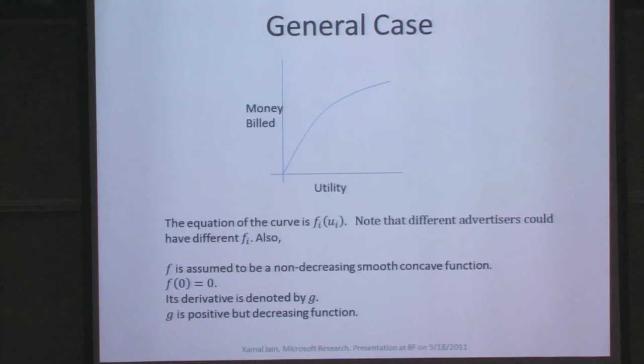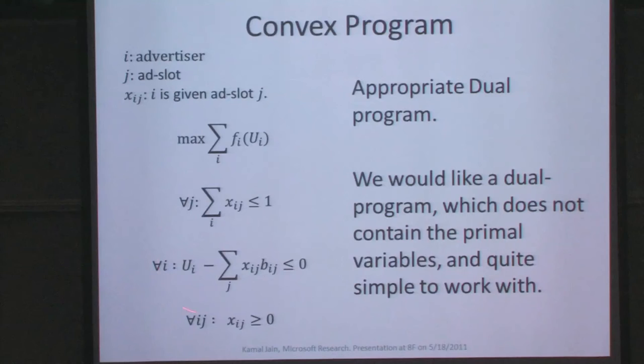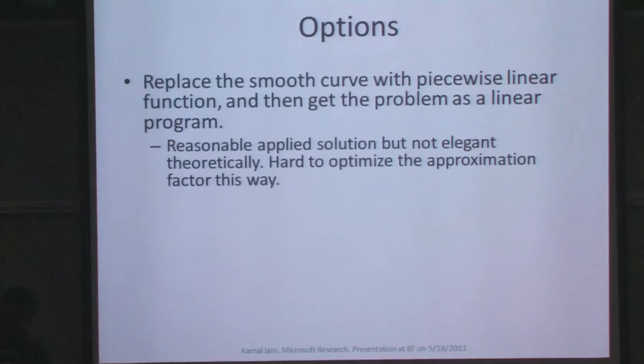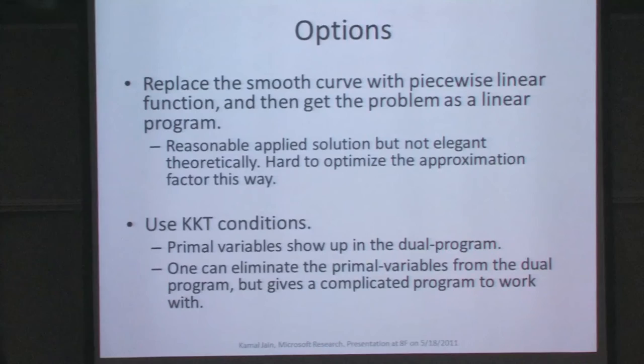Okay. So you can write this program as a convex program, and you can solve it offline if you wish. To solve it in an online fashion, we need to write a dual for this convex program. And what are our options in theory? One option we typically take is to turn this smooth curve into a piecewise linear function. But that becomes too complicated and hides all the beauty which comes from convex programming. Another approach is to use KKT conditions. The problem with this approach is that the primal variables show up in the dual, which is again not very useful, and it makes things complicated.